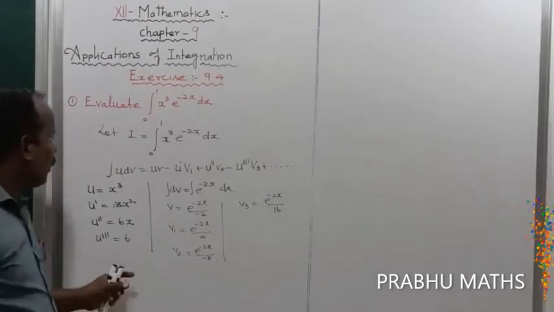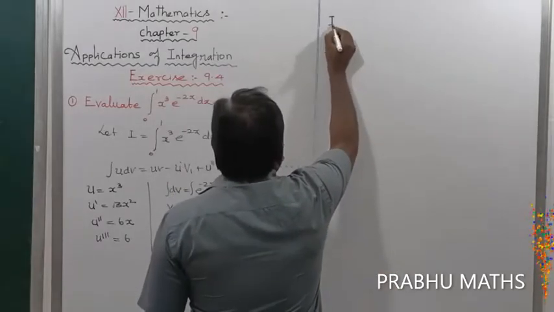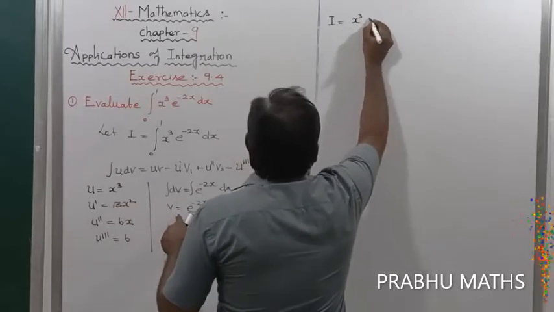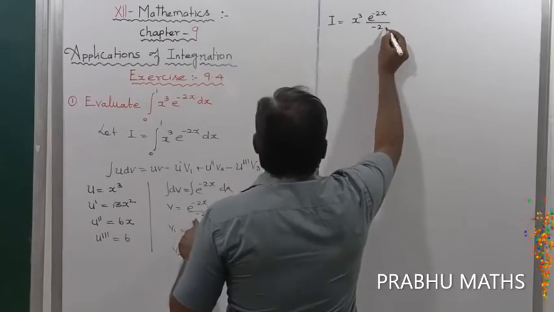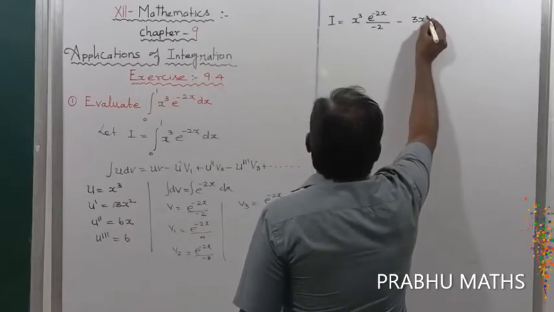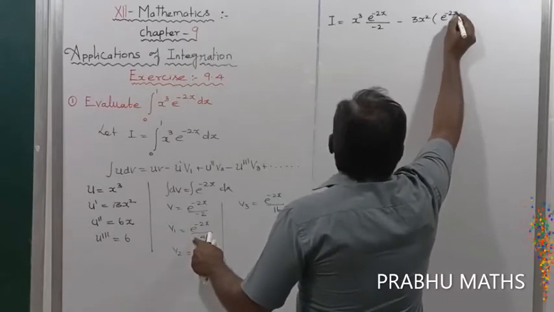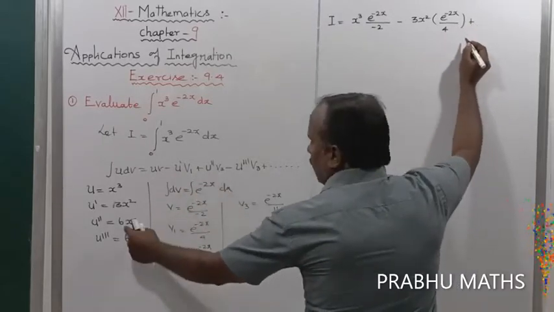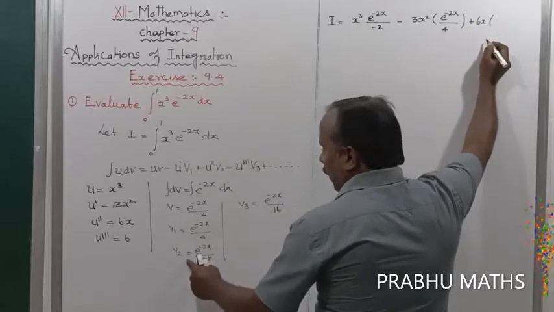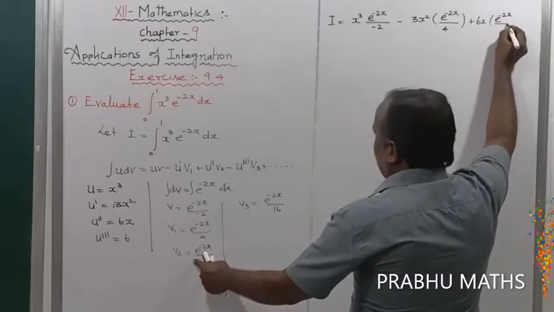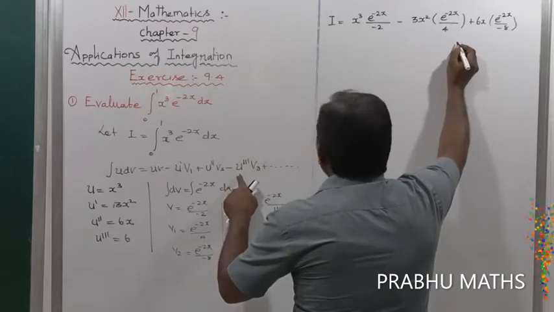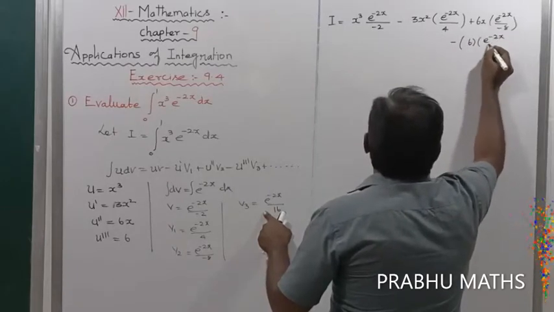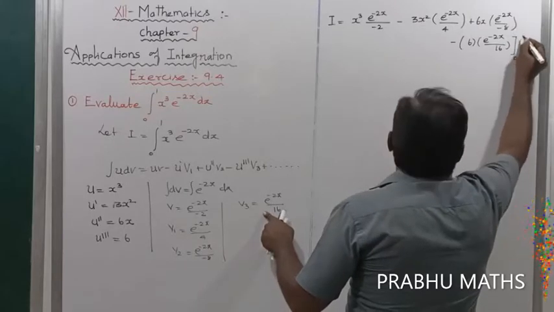Next, by using the Bernoulli's formula, I is equal to the first term uv, where u means x power 3 and v means e power minus 2x divided by minus 2. Next, minus the second term, 3x square into v1, e power minus 2x divided by 4. The third term is plus 6x into v2, that is e power minus 2x divided by minus 8. The next term is minus 6 into e power minus 2x divided by 16, with limits 0 to 1.